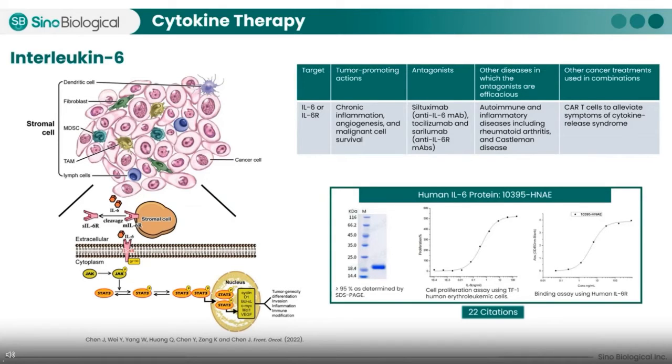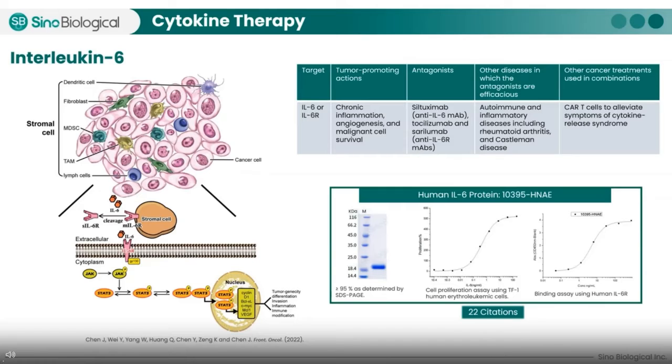for breast cancer. IL-6 antagonists such as tocilizumab are commonly used to alleviate severe CRS that occurs in some patients treated with CAR T cells. Three IL-6 antagonists are clinically approved and commonly used. Siltuximab, which is an anti-IL-6 monoclonal antibody, and tocilizumab and sarilumab, which are anti-IL-6 receptor monoclonal antibodies.